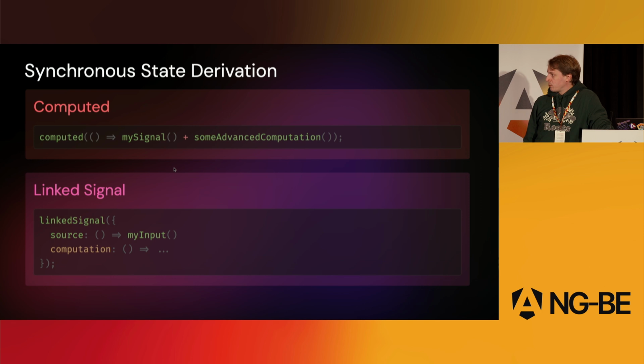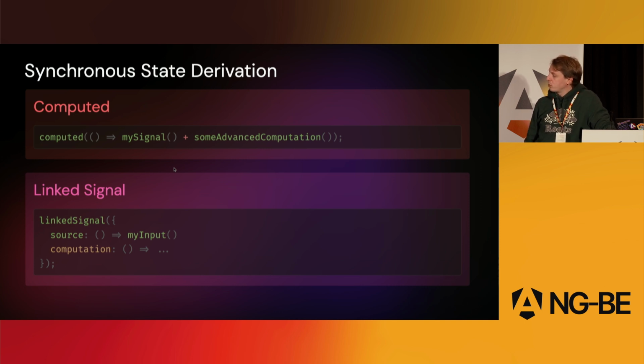In V19 that we released 2 weeks ago, we introduced a linked signal. That's something that a lot of developers in the community were looking for. They wanted to have something that is writable, but also depending on another source. So the difference really between a computed and a linked signal is that the computed is not writable, you just read the value, and the linked signal, you can consider it more like a local state for your component.